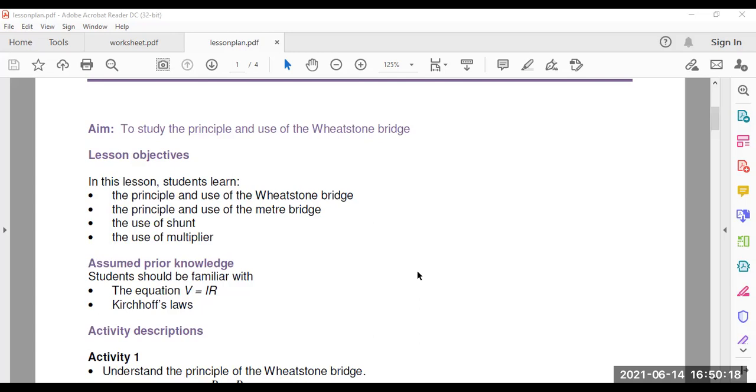Assume prior knowledge. Students should be familiar with the equation V equals IR. That means that there is Ohm's law. And students also should be familiar with Kirchhoff's laws, which are Kirchhoff's first law and second law.